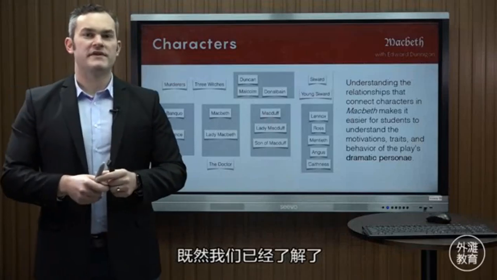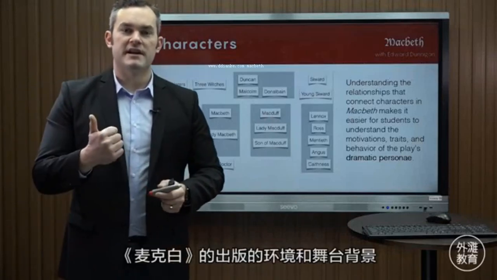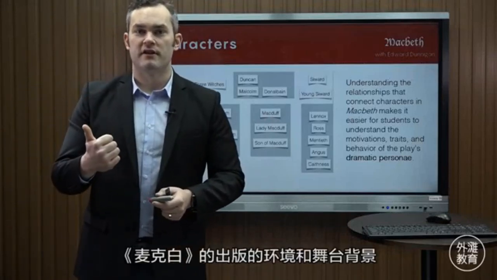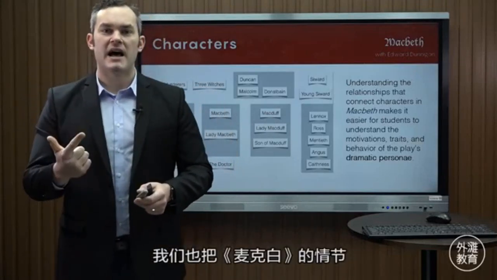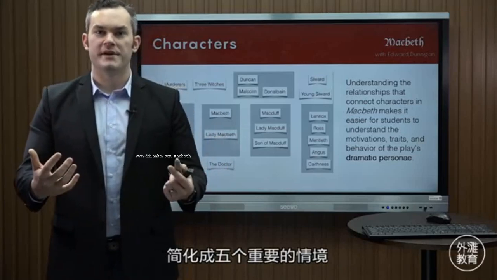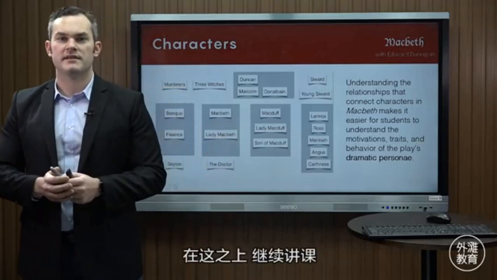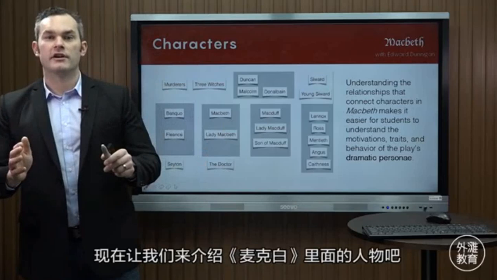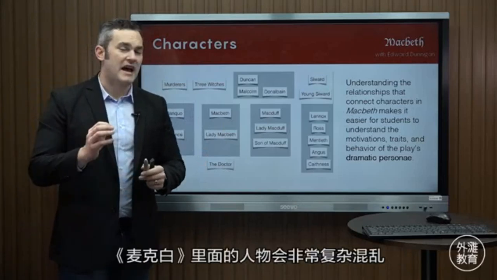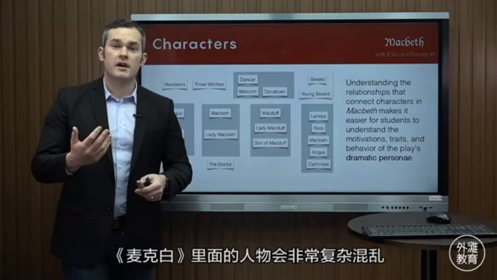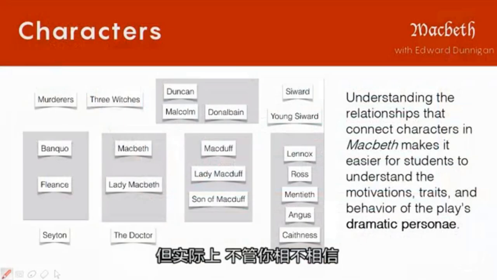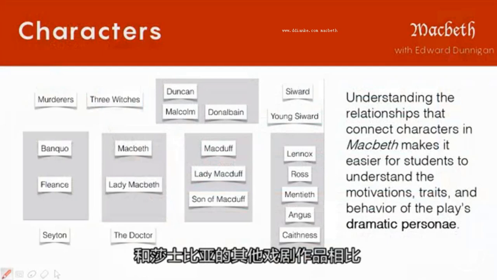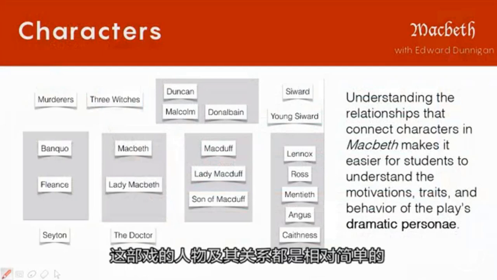So now that we've taken a look at the circumstances surrounding the publication and staging of Macbeth, and we've simplified the play's plot into 5 crucial moments that we're going to build on in later lessons, let's introduce the characters in Macbeth. Now, the characters in Macbeth can be quite confusing because there are a lot of them, as we see here. But actually, believe it or not, relative to other Shakespearean plays, the characters and their relationships are relatively simple.